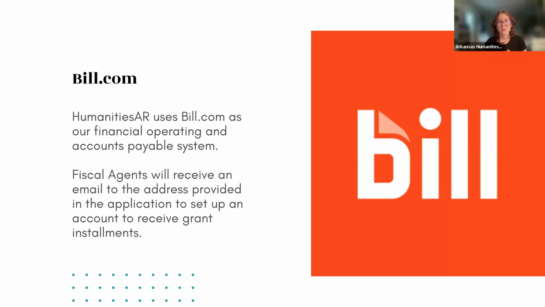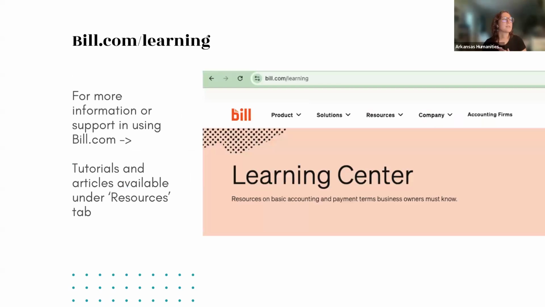If you have any questions about bill.com or setting up an account and understanding all the things that it does, they have a really cool learning center about all the different ways you could use it. But typically, you just need to set up an account to add a bank account or a direct deposit wherever your funding is going, for your fiscal agent to disperse it appropriately.